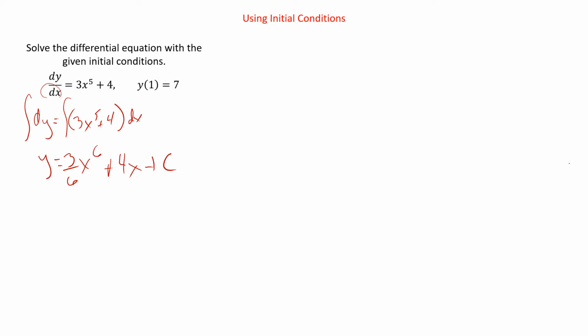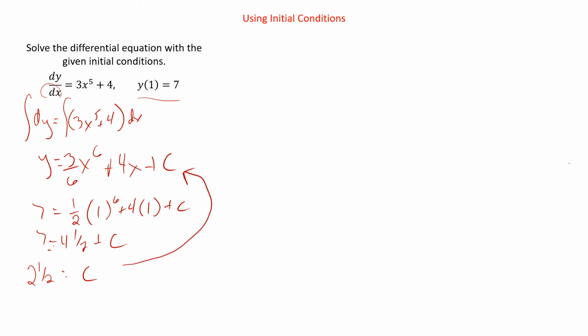That's the general solution. Now we're going to plug in our initial condition. So we'll have 7 equals 1/2 1 to the 6 plus 4 times 1 plus c. So 1 to the 6 is 1 times 1/2 is 1/2 plus 4 is 4.5. 7 equals 4.5 plus c. Subtract 4.5. You get 2.5 equals c.